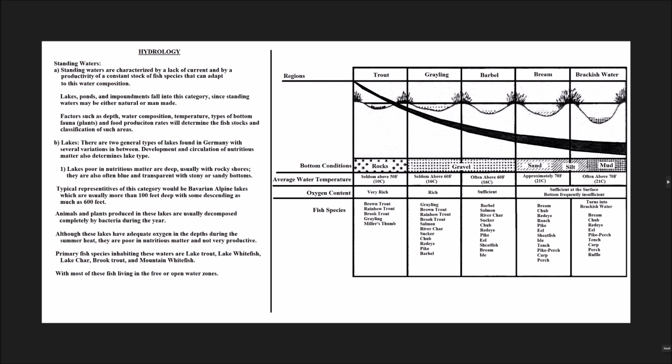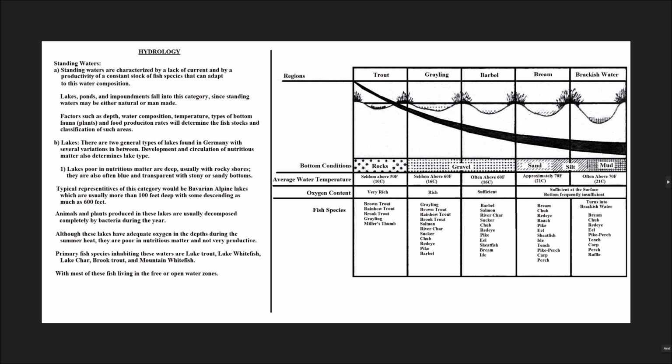Standing waters. Standing waters are characterized by a lack of current and by a productivity of a constant stock of fish species that can adapt to this water composition. Lakes, ponds, and impounds fall into this category, since standing waters may either be natural or man-made. Factors such as depth, water composition, temperature, types of bottom fauna, plants, and food production rates will determine the fish stocks and classification of such areas.